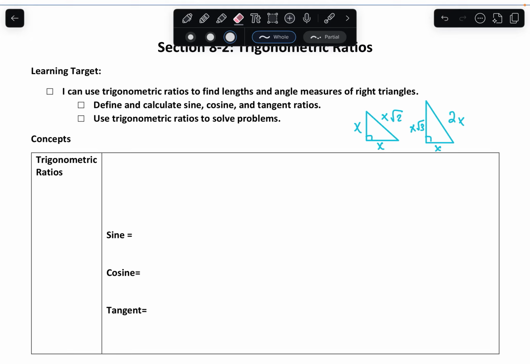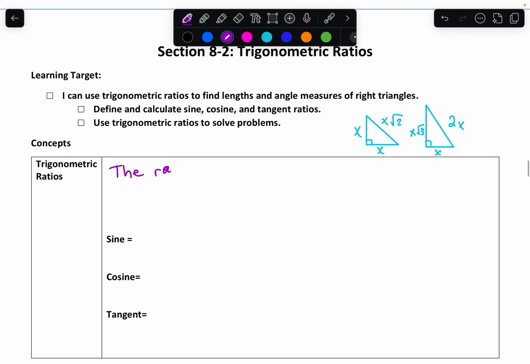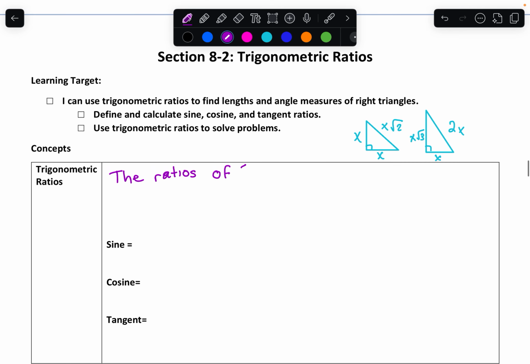So what we do instead is we have a system, and it's a system for how we represent the relationships between the sides of a right triangle, no matter what angles it has. So we're going to represent trigonometric ratios, and we're going to define them as the ratios of side lengths in a right triangle. So what do we mean by that?